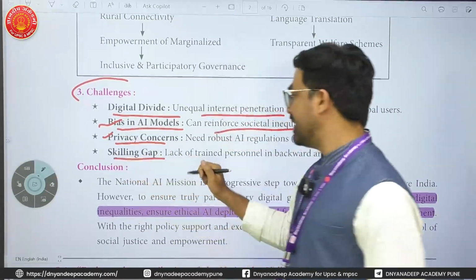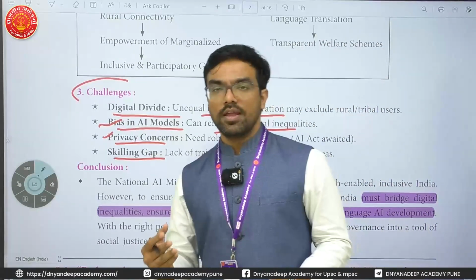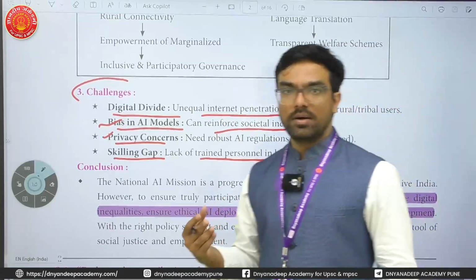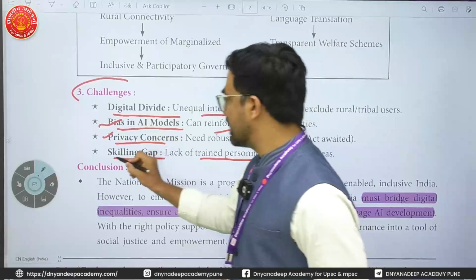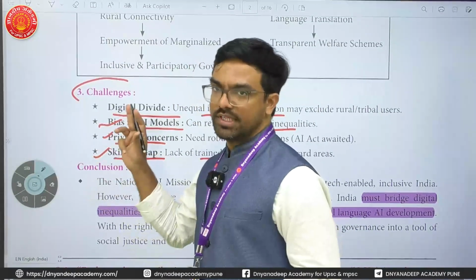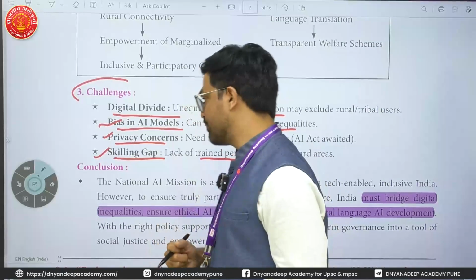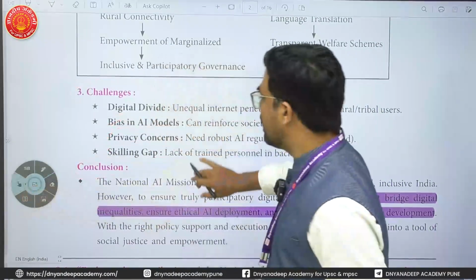And skilling gap, right? There is a lack of trained personnel in backward areas. If we want AI to be used for making digital governance inclusive, we need trained personnel. So that is one of the concerns of using the National AI Mission in inclusive digital governance. So in the conclusion, we have not missed this here.